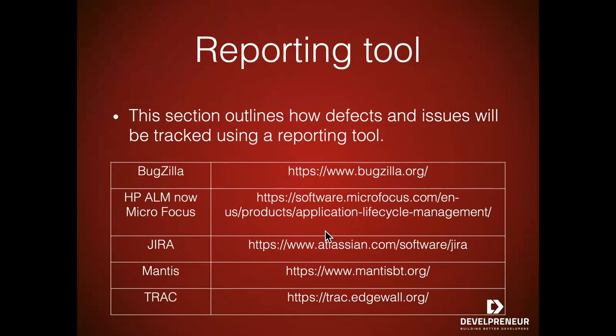Reporting tools. So these are some of the common reporting tools that are out there. Bugzilla, we've talked about that on multiple nuggets. We've talked about Jira, Mantis, Trac, and HP's ALM, which is now Micro Focus. Most of these are free. You can go check them out yourself, and some of them do require a small membership fee. But these are great because they essentially outline how you keep track of your defects and issues and track them in a nice reporting tool.